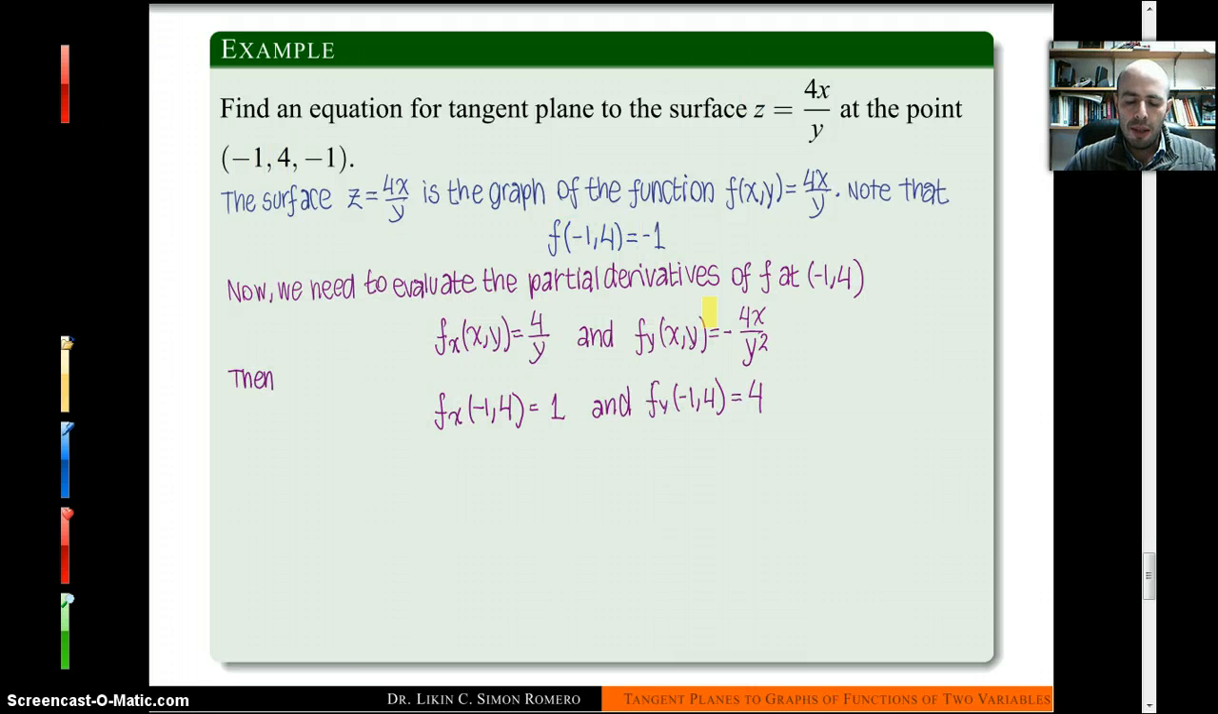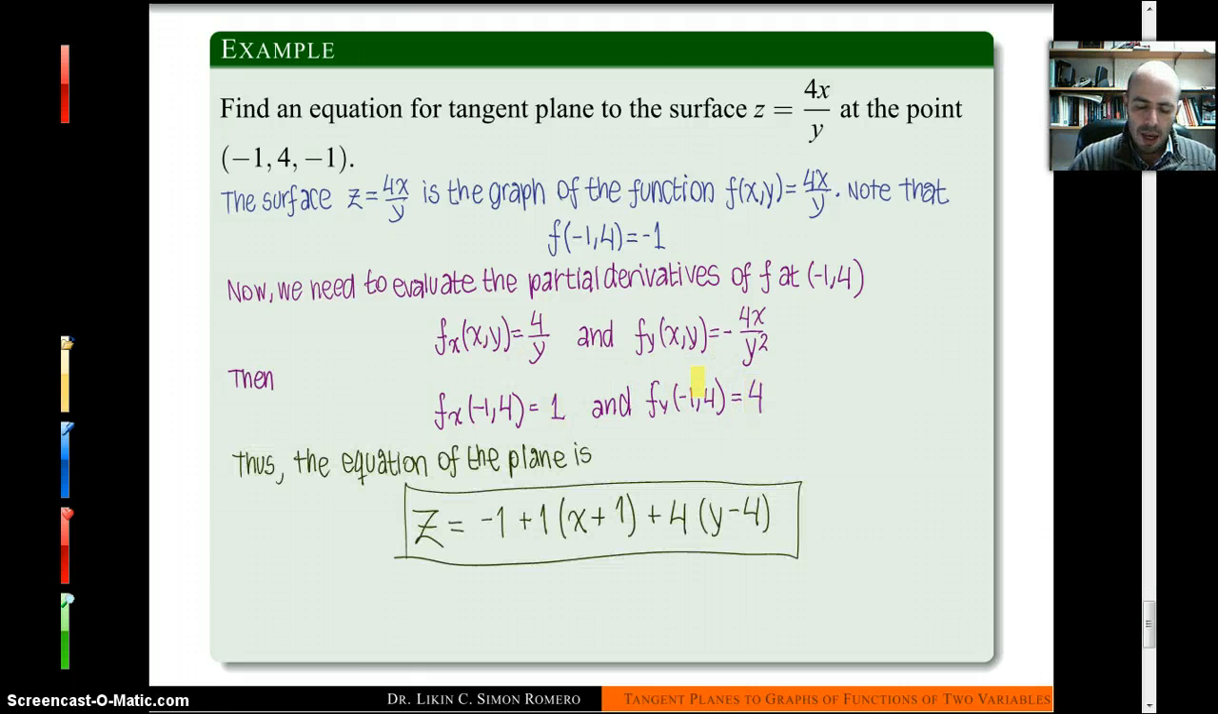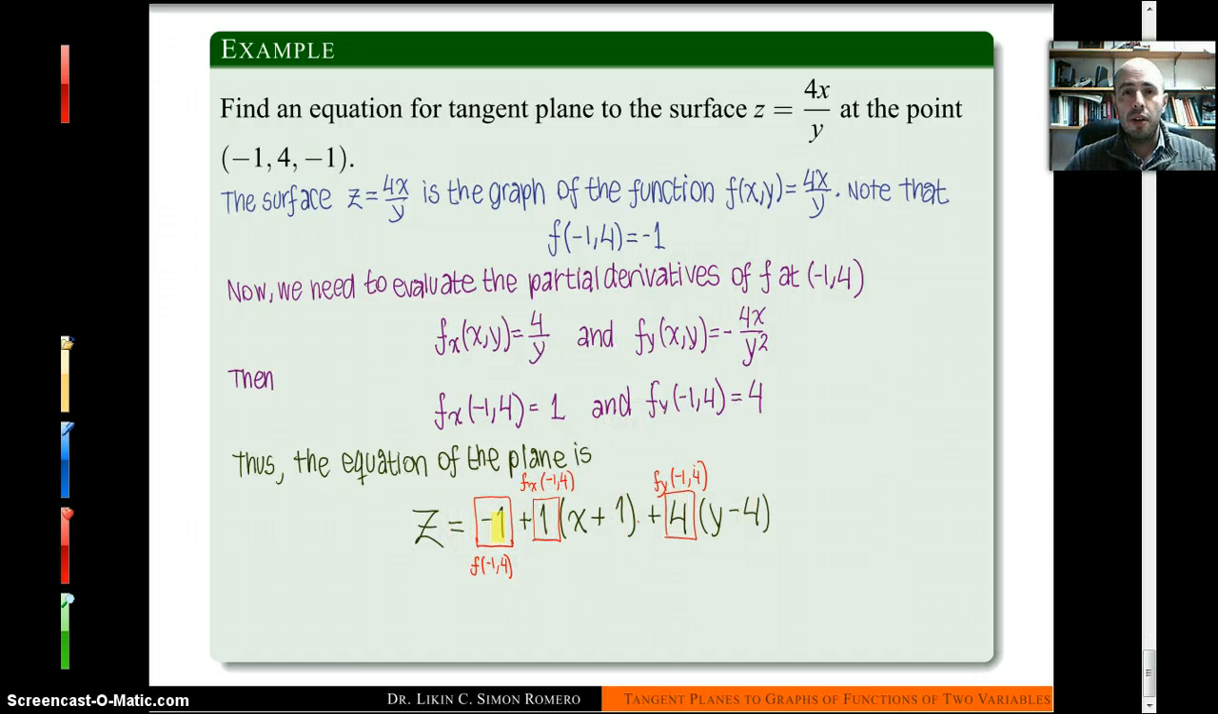So we need to evaluate the partial derivatives at the particular a and b, or at the particular x and y inputs. In this case it is minus 1 and 4. So we first compute the partial derivatives, and then we evaluate at minus 1, 4. And notice that after evaluating, we're going to end up with numbers, and those numbers are going to be the coefficients of the x and the y. Inside of the parentheses, we're going to put the x and y coordinates of the point of tangency with a minus, and notice that this is the value of the function that I am just putting right here.